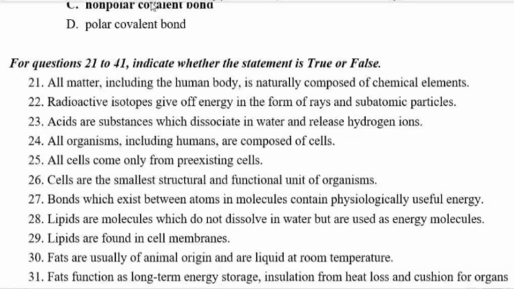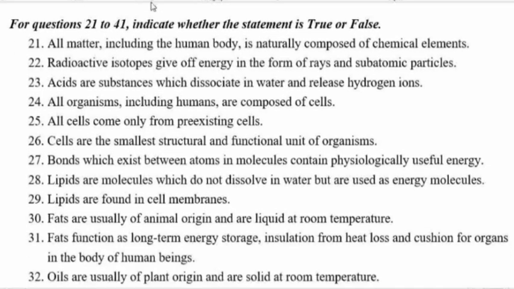It says that for questions 21 to 41, indicate whether the statement is true or false. The first one says that all matter, including the human body, is naturally composed of chemical elements. I think I talked about this one earlier on. So our answer is true. All matter, including the human body, is naturally composed of chemical elements.